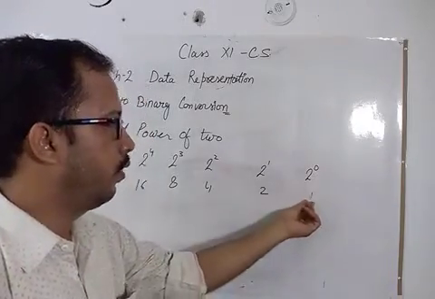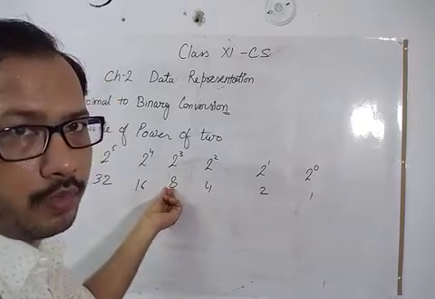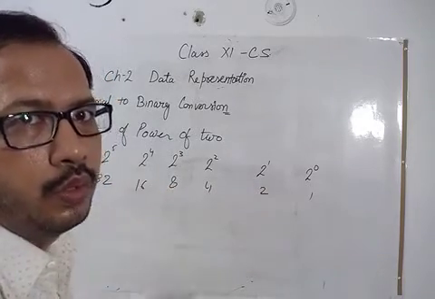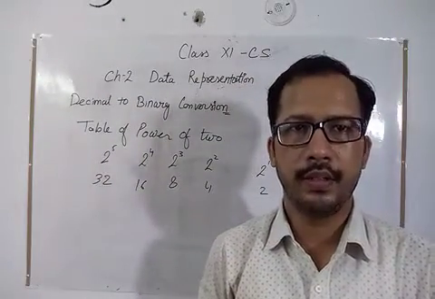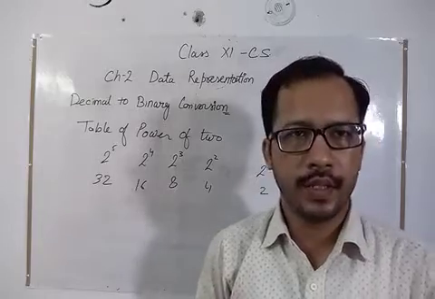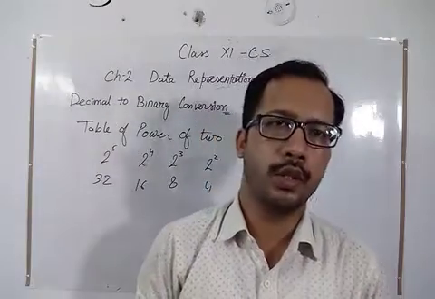So the series is 1, then double 2, then double 4, then double 8, then double of 8 is 16, 32, after 32, 64, 128, 256, 512, and 1024, which is 2 raised to the power 10.